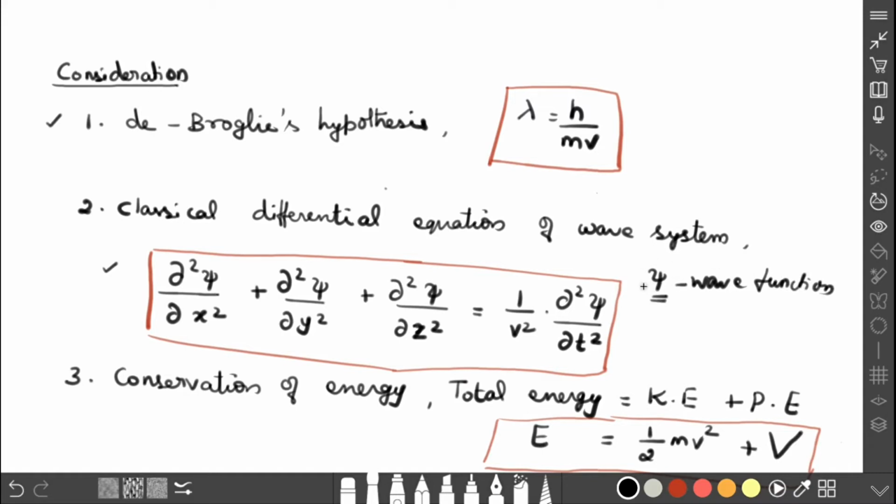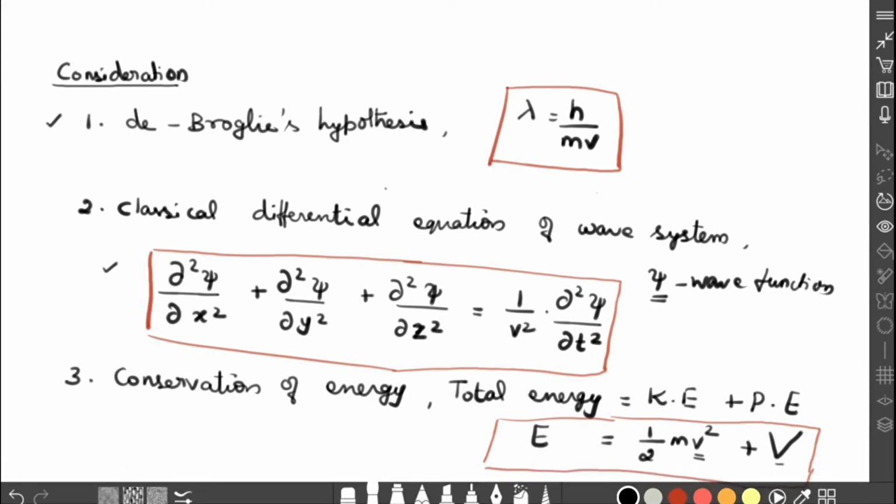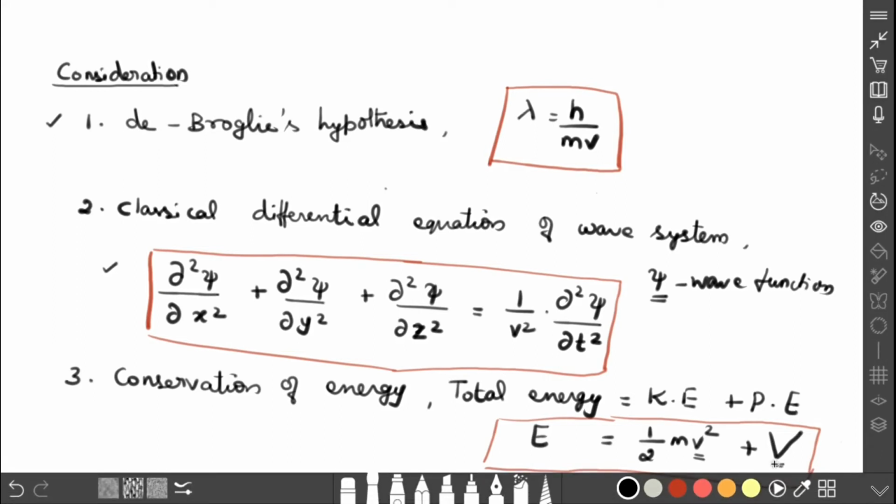And the third thing he considered is conservation of energy. That is, total energy is equal to kinetic energy plus potential energy. The formula for kinetic energy is half mv square and potential energy is capital V. Here small v is the velocity of the particle and capital V is the potential energy of the particle. The total energy is represented by E. These 3 points he considered and finally he reached the Schrodinger wave equation.